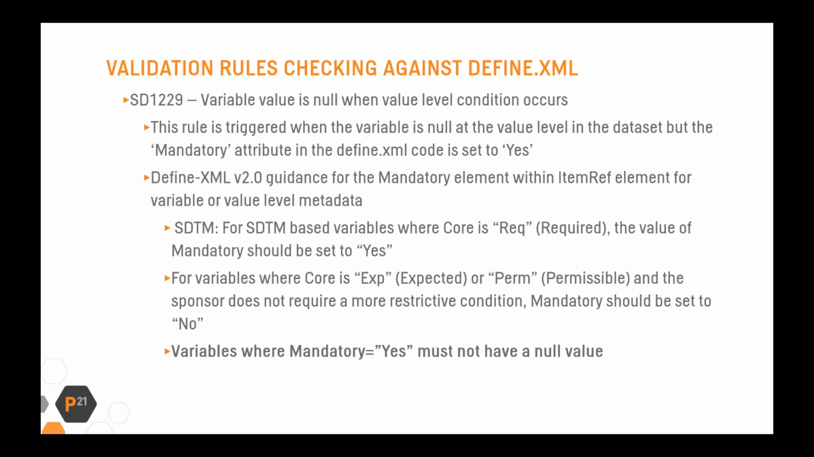So this happens a lot with findings domains where you might not have a result. So ORRES and STRESC and STRESN would be null, but you collected not done, so you populated the STAT variable instead. So mandatory should be set to no for ORRES, STRESC, and STRESN, as well as STAT. Variables where mandatory is set to yes cannot be null in the data set, because it's just a reflection of what's actually in your data.